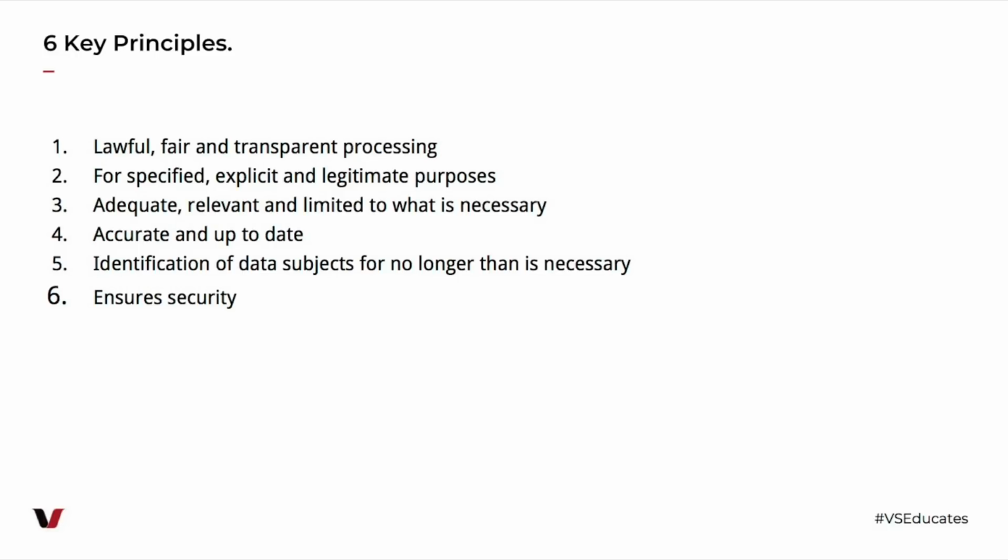You also have to process that data for specified, explicit and legitimate purposes. This basically means you can only process the data in ways that you've specified and for a specific reason. So you should only collect data which you actually need, and you should only process it for the purpose of which it was actually collected. This leads us on to point 3. So the data must be adequate, relevant and limited to what's necessary. So as mentioned, collect only what's necessary and make sure that the way you use it is relevant to why you collected it in the first place.